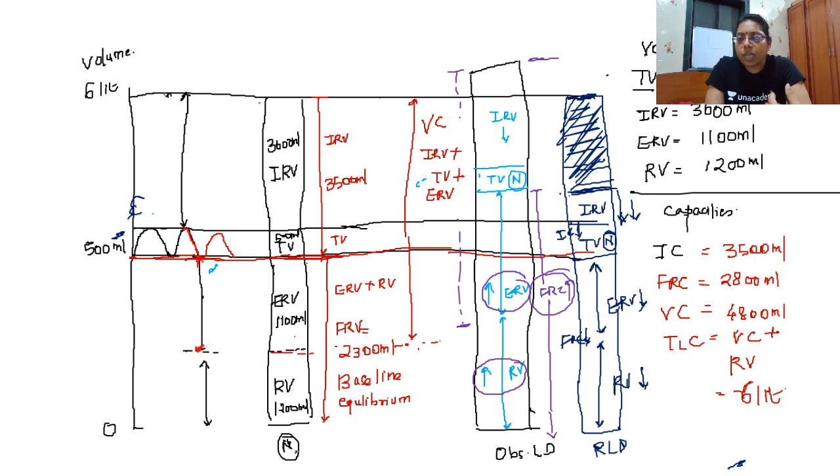One more important point regarding functional residual capacity that I have to mention is that the intra-alveolar and the extra-alveolar pulmonary vessels' resistance is minimum during functional residual capacity. I was just going through some of the questions in MCQ, so I have gathered a lot of answers. So most of them I have already discussed in this particular presentation.